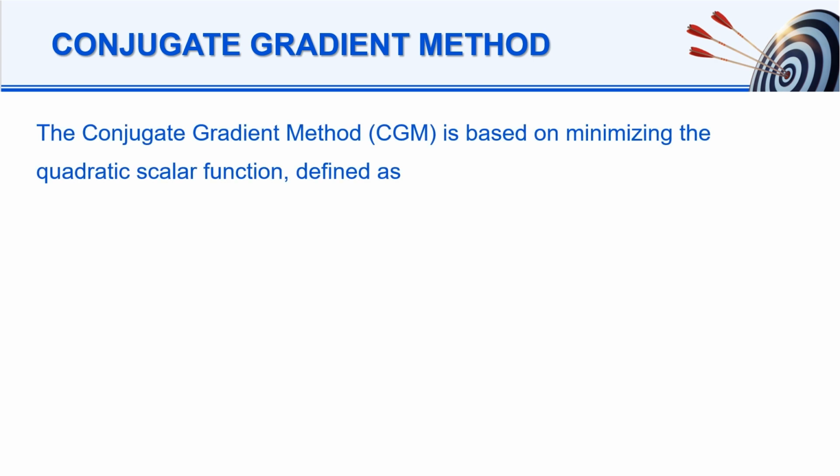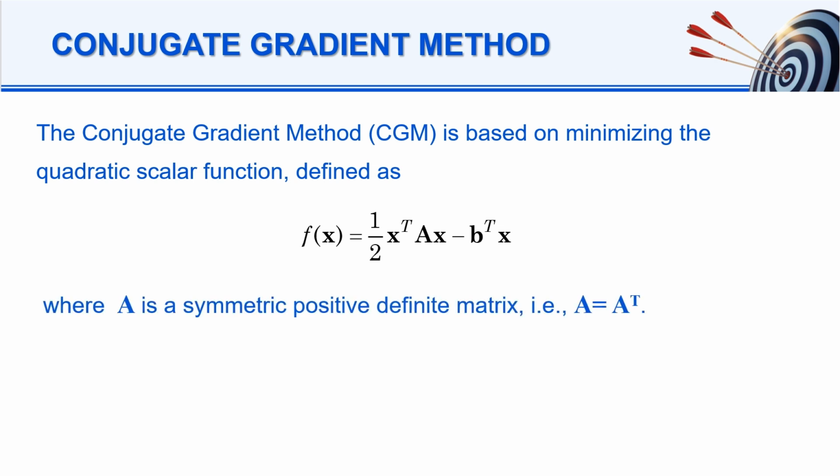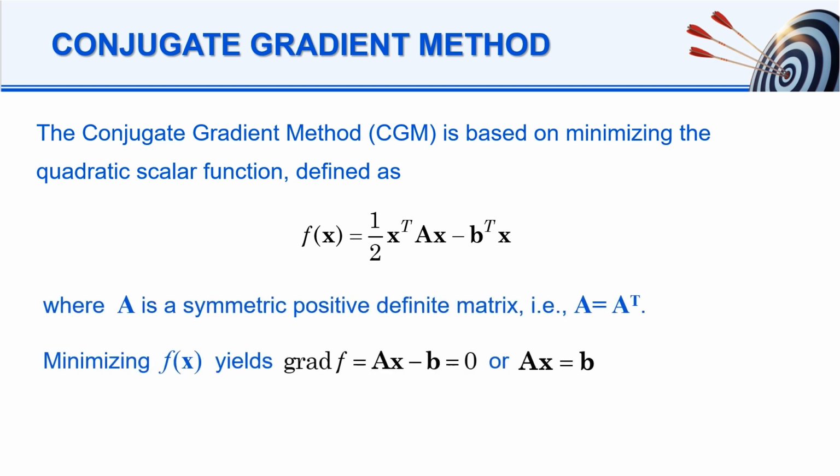The conjugate gradient method is based on minimizing the quadratic scalar function defined as follows, where A is a symmetric positive definite matrix. Minimizing the function f(x) yields the gradient of f, which gives Ax equals b.